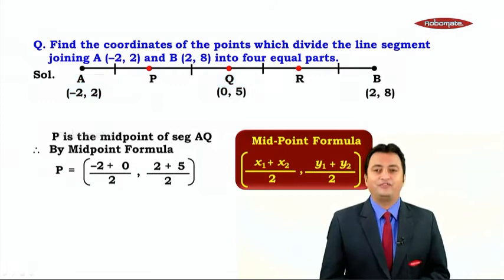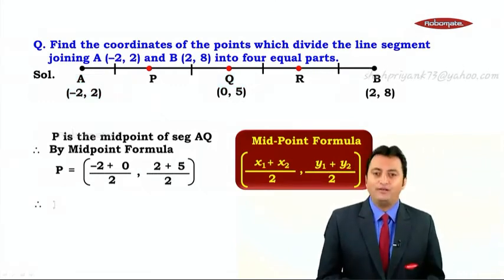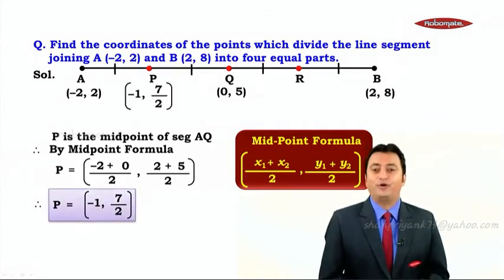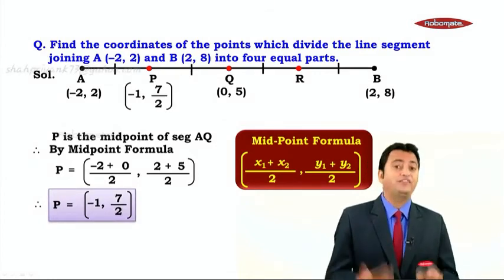It should be (-2 + 0)/2, comma (2 + 5)/2. Let's see what answer we get. -2 upon 2 will be -1, and comma, 7 upon 2. That's the coordinates of point P: (-1, 7/2). Now which coordinates are remaining?